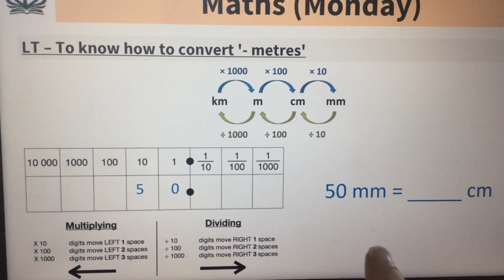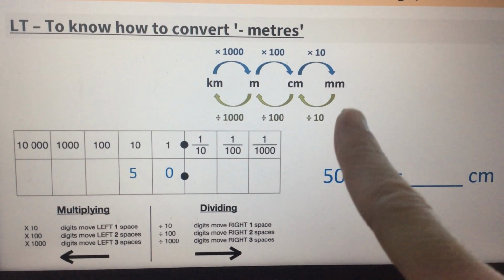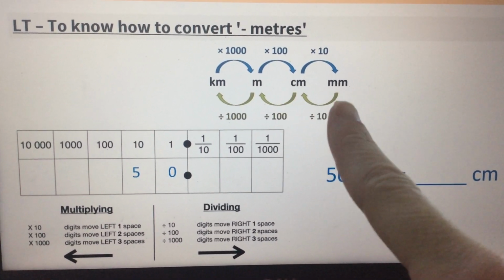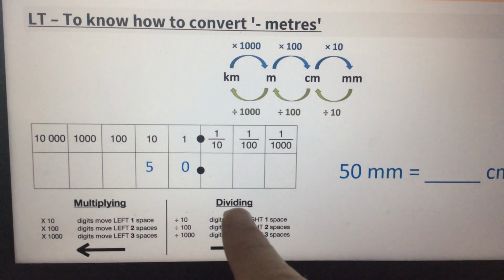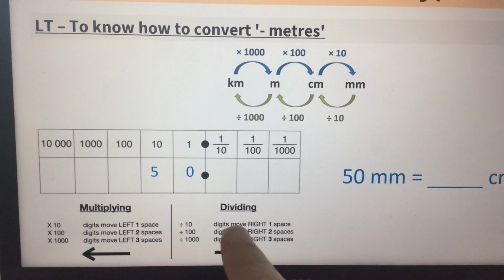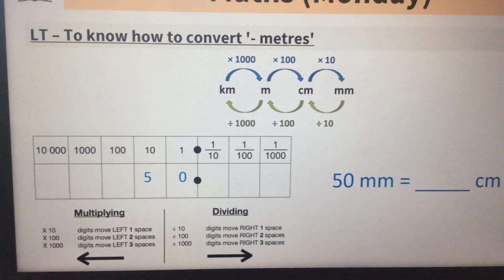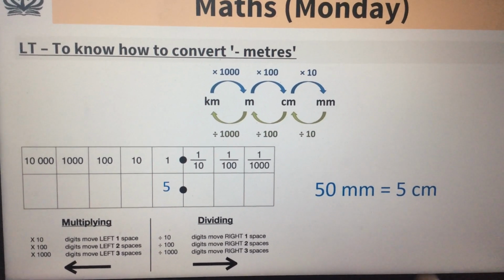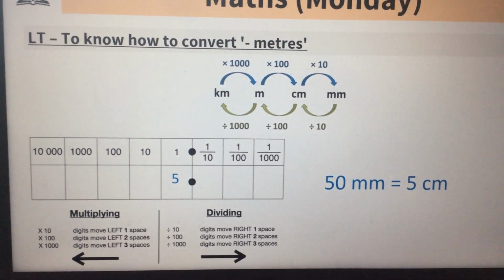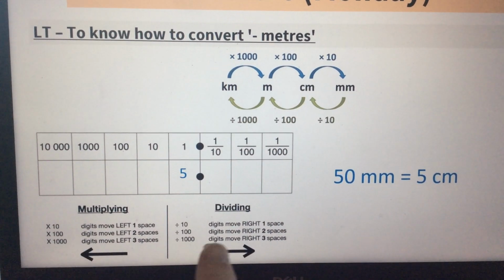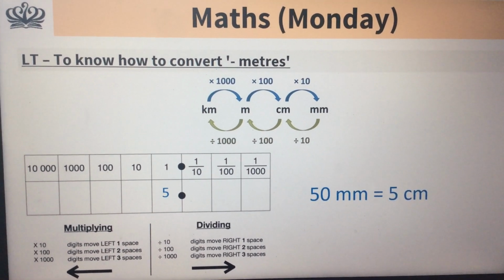Let's try the next one. So this time we're going from millimetres and we're converting to centimetres. So have a look on this chart. If we're going from millimetres to centimetres, look at this arrow here. Use the arrow. We're dividing by 10 this time. So if we're dividing by 10, we've got to move the digits 1 place to the right. There we are. So 50 millimetres is the same as 5 centimetres. So can you see how having this to refer to is a really good way of making sure you're thinking through it correctly.